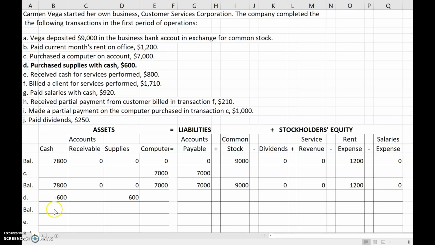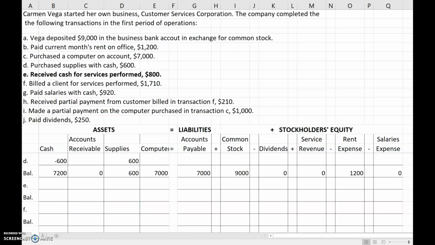All right, so I did my formula wrong. So equal, click on the 7,800 plus, click on the minus 600, 7,200 in cash. Okay, bring down the 0, bring down the 600, bring down all the rest of the balances. All right, so now that brings us to transaction E.